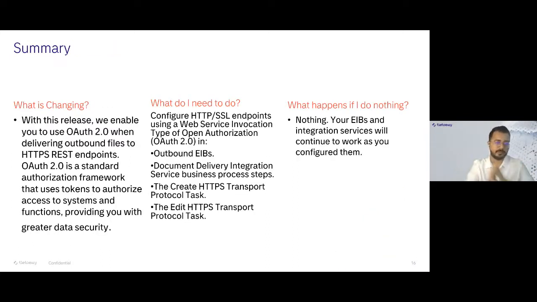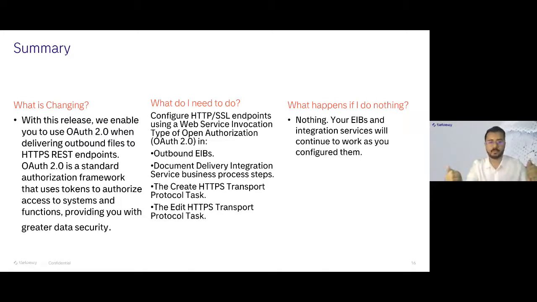So a quick summary for this. So what is changing? With this release, Workday enables you to use OAuth 2.0 when delivering outbound files to HTTPS REST endpoints. It is a standard authorization framework, and it uses tokens to authorize access to systems and functions. And it is a great tool for data security. I have done my research and it really sounds impressive to me. I think we should look forward to it.